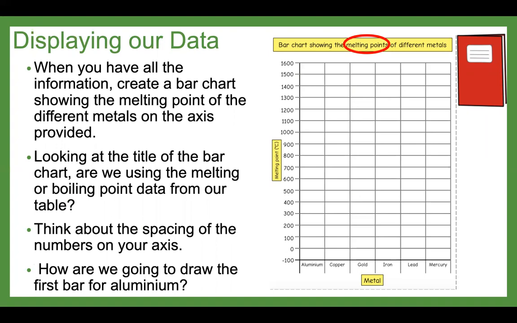How are we going to draw the first bar for aluminium? So you need to look at your information that you have collected, and you need to look at the melting point for aluminium, and we know that it is 700. Therefore, you would draw your bar up to 700 just in the aluminium column, and you can color that in.